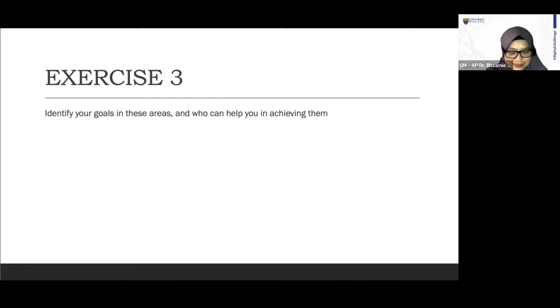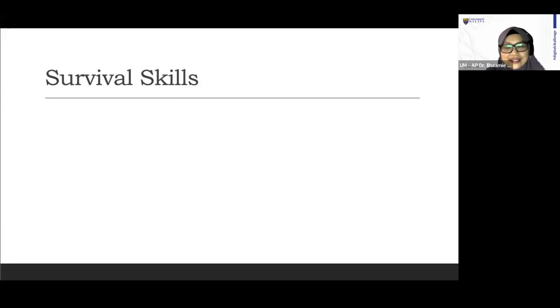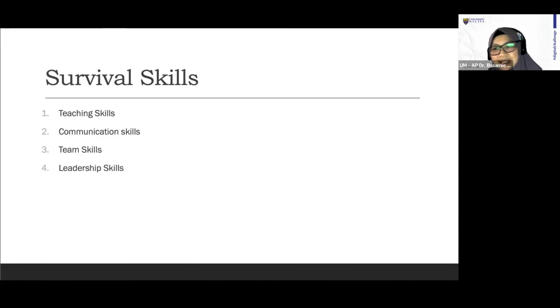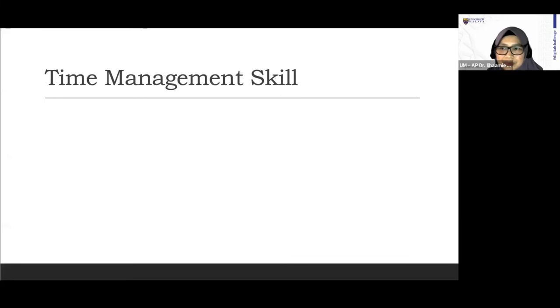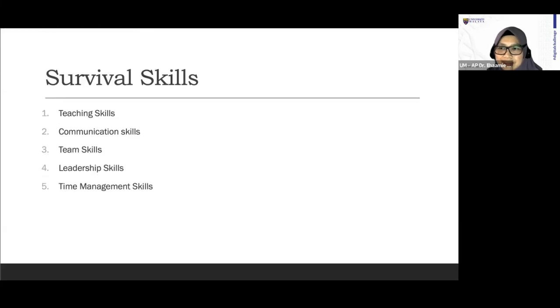All right, so we go to the next slide. This is our last slide about survival skills. So on top of having the right characters, the 5R characters, we also need to have some survival skills.